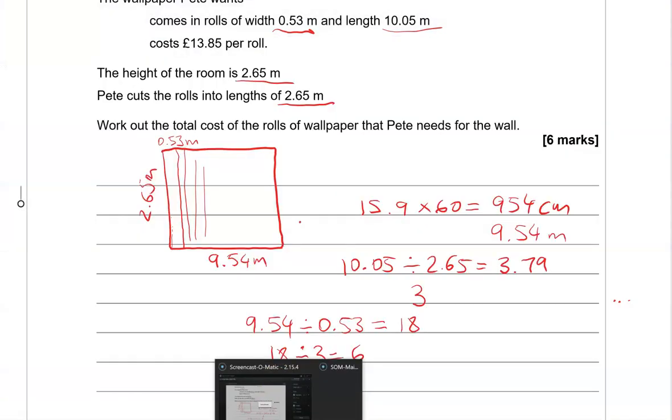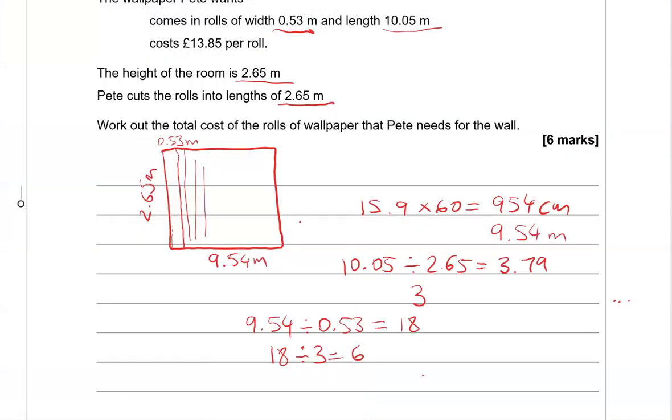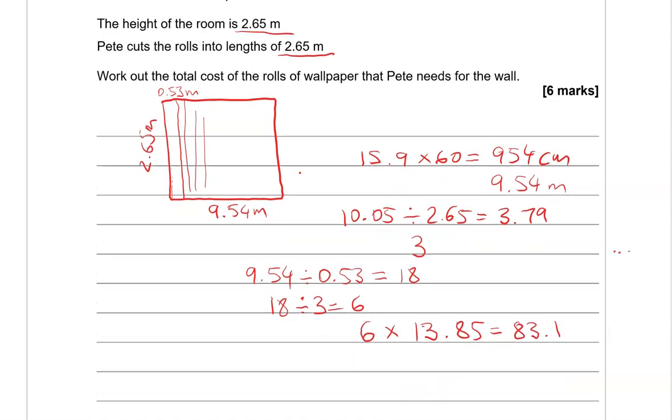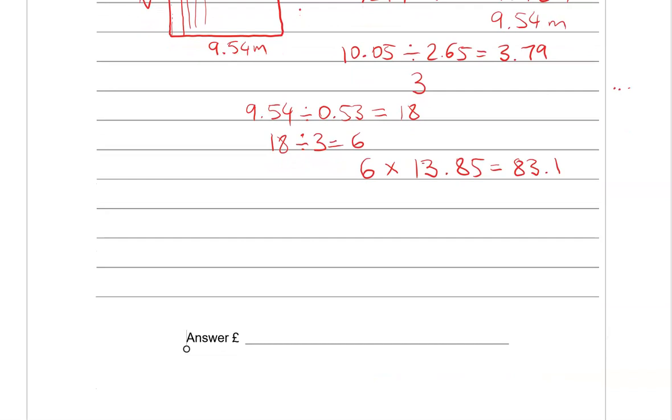One roll costs £13.85. So we're going to go 6 times 13.85, and that gives us 83.1. So that is £83.10.